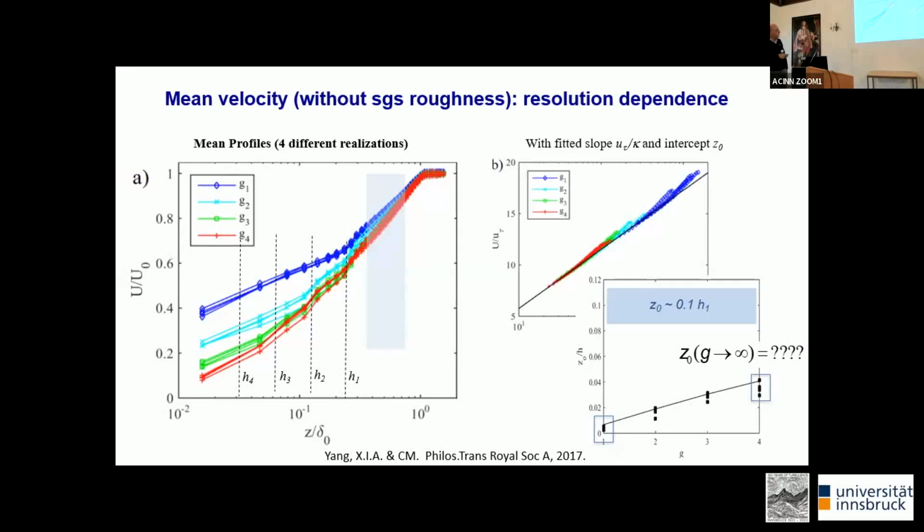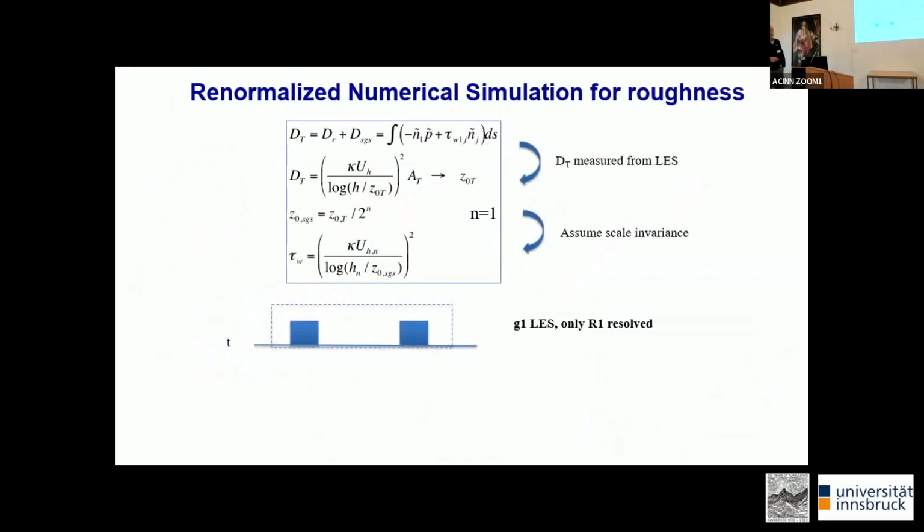In fact, we determined from these simulations the Z0, so Z0 over H, and you can see, for the big buildings, because there's only very few of them, you have very small Z0, and it keeps on changing. It changes a lot as I add additional generations. And of course, now the question is, for the limit G going to infinity, what is Z0? And by the way, the 10% of the height of the largest buildings is up here somewhere. So it's lower. Maybe it'll get there. We don't know.